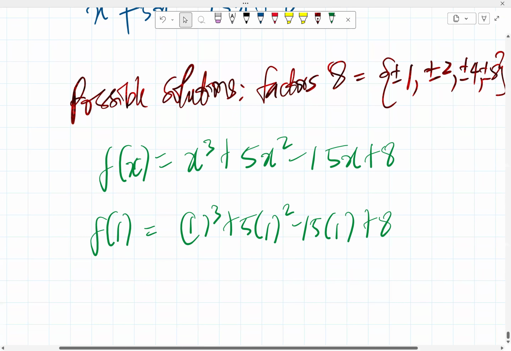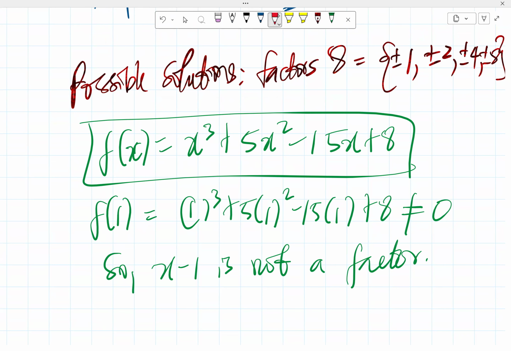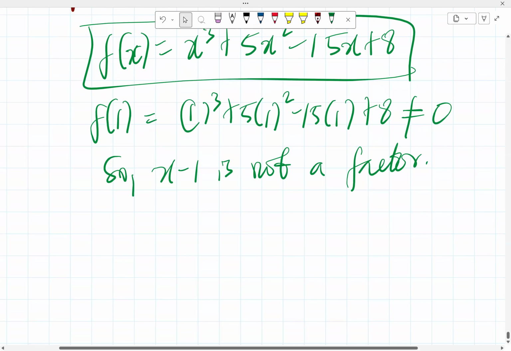So we go for another one. This is what we are testing now. I could just go to Desmos and do it, but since we can still handle this, that's why I'm doing all this. Let's try f of minus 1 now. For f of minus 1, we have minus 1 cubed plus 5 times minus 1 squared minus 15 times minus 1 plus 8. So this is minus 1 plus 5 plus 15 plus 8.